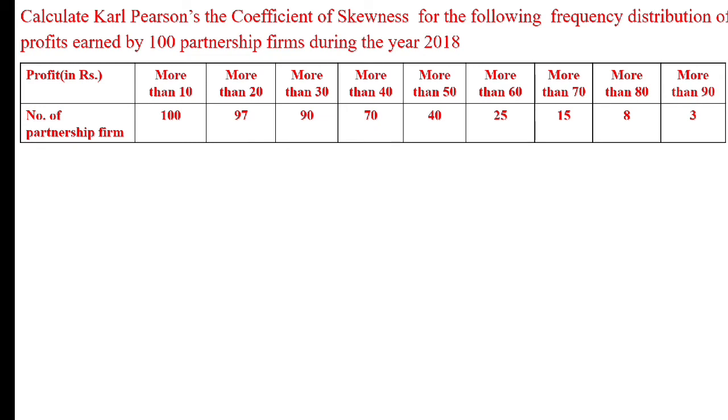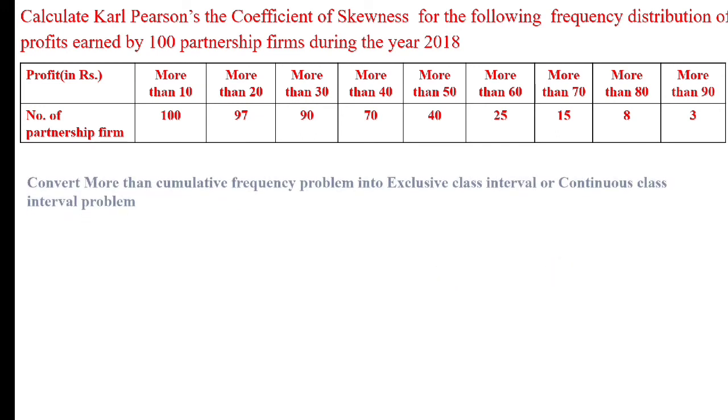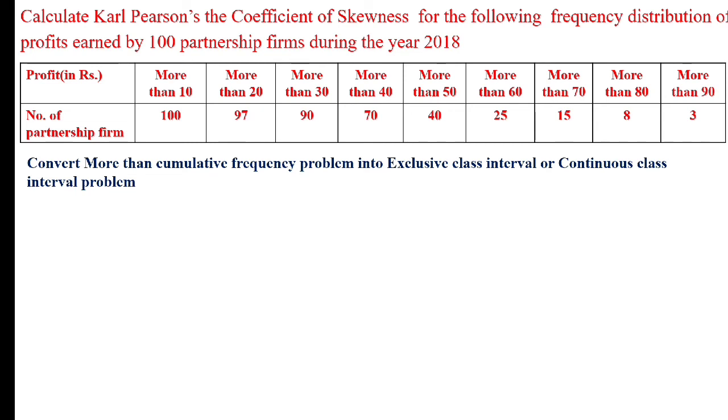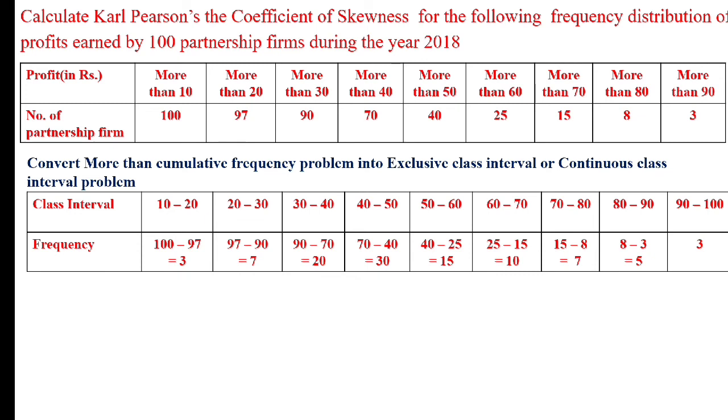So we need to subtract second value minus first value, third value minus second value, and so on. Here 100 minus 97 is 3, the difference between two consecutive frequencies. 97 minus 90 is 7. 90 minus 70 is 20. 70 minus 40 is 30. 40 minus 25 is 15. 25 minus 15 is 10. 15 minus 8 is 7, 8 minus 3 is 5. The last one is 3. Then we can write it in class interval and frequency form.